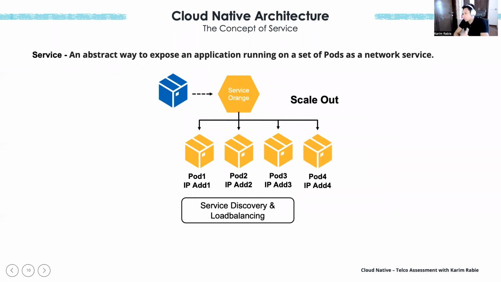Why? Because each time you scale out and add a new pod, you don't care about the IP address of the new pod. And all the other services don't need to know the IP address of the pod, because all of this is abstracted by the service object.